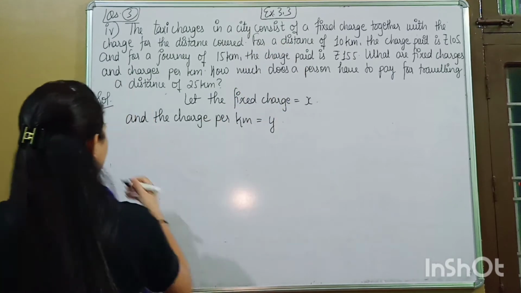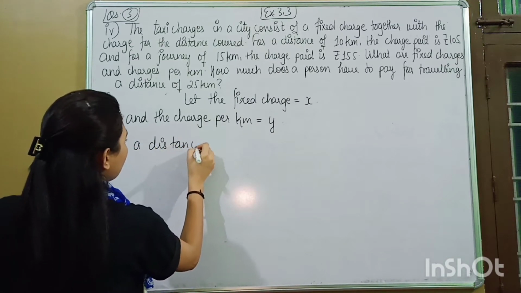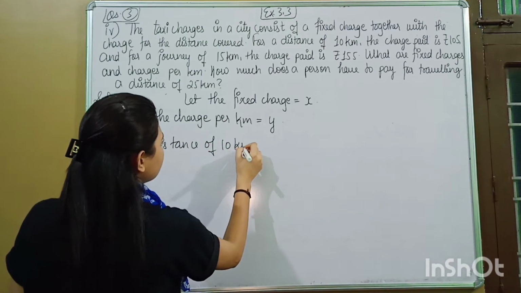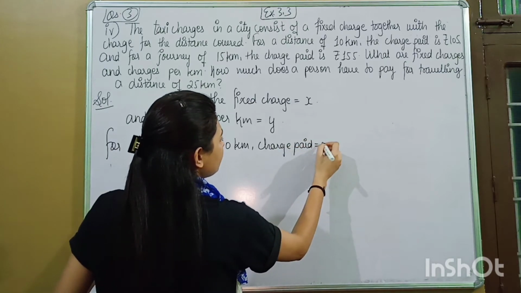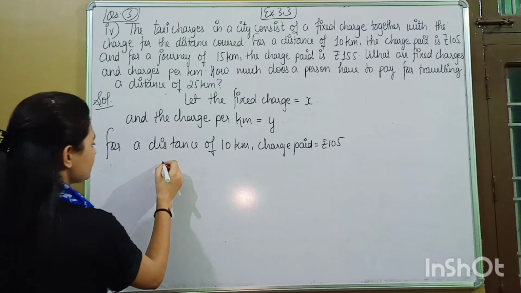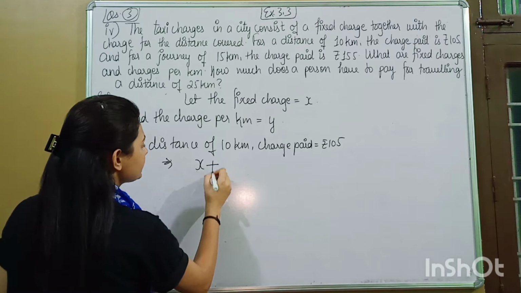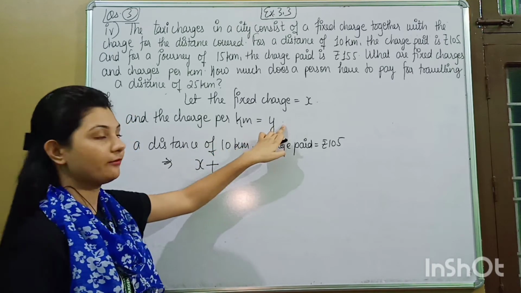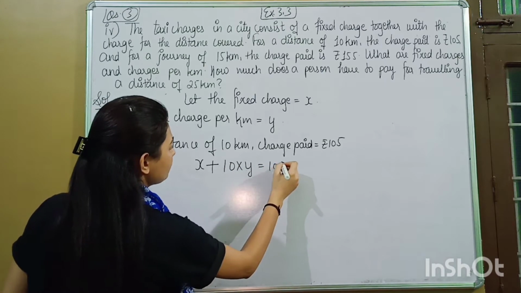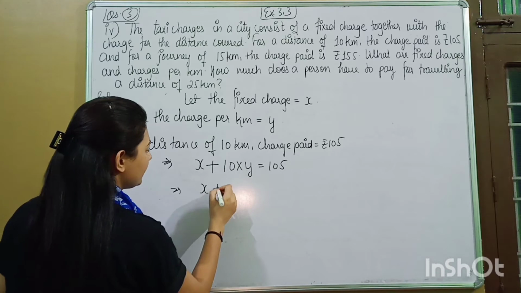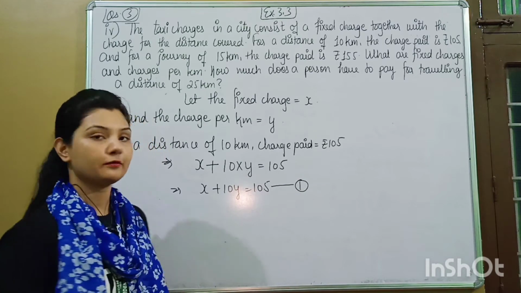Now for a distance of 10 kilometers, the charge paid is rupees 105. So how will we form the equation? The fixed charge is x, which will be written as it is, plus per kilometer we have to pay rupees y, so this 10 will be multiplied by y, equals 105. That is x plus 10y equals 105, and this will be named the first equation.